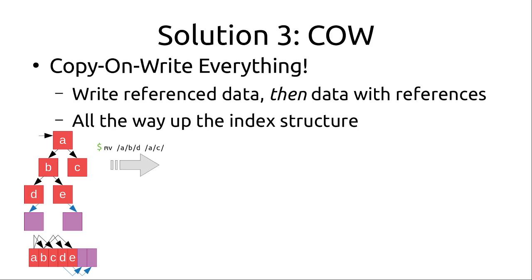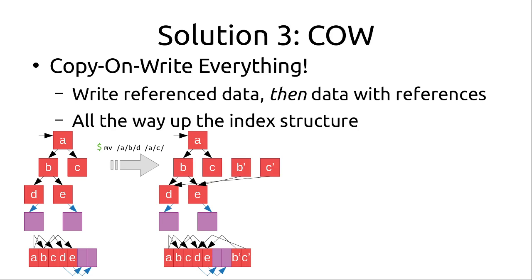Now what if we wanted to execute a move of the D file in the A then B directory into the A then C directory, right? So copy on write means that we're going to need to modify both the B directory and the C directory because we're moving D from B into C, right? So because we're doing copy on write and we're modifying B and C, that means that we need to make copies of them. Here I've annotated those copies as B prime and C prime, okay?